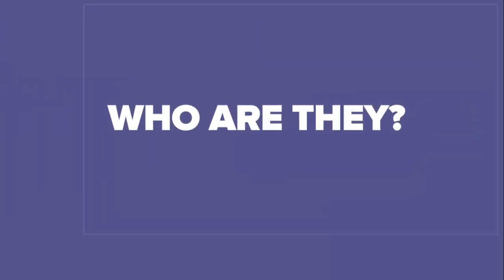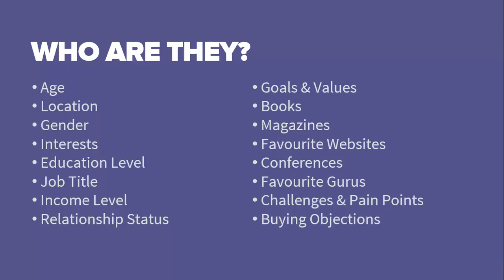And then, so what questions do we need to ask while coming up with the buyer persona? I've come up with some of these. Find out their ages, the location, gender, interests, education level, job title, income level, relationship status, their goals and values, the books they read, the magazines they read, the websites they visit, the conferences they attend, the gurus and the authority they listen to, the challenges and pain points. This is very important. The challenges and pain points they have, and then the objections they might have to buying.